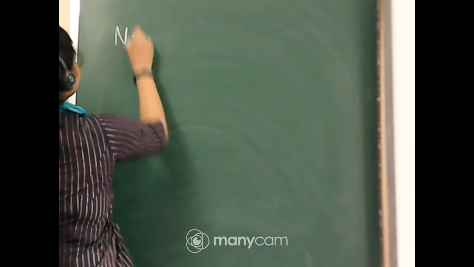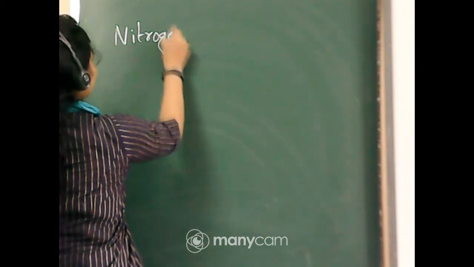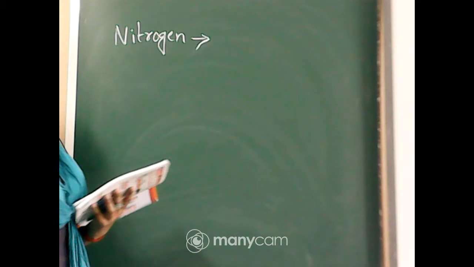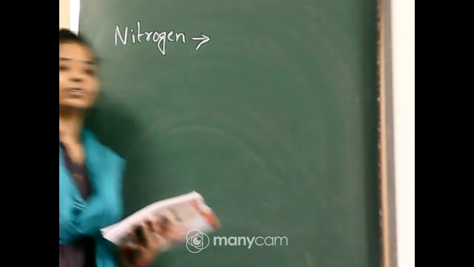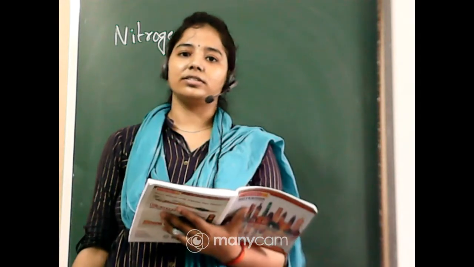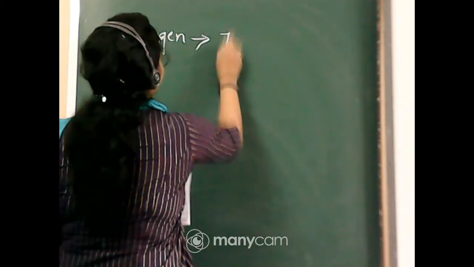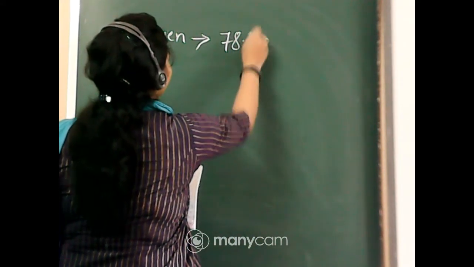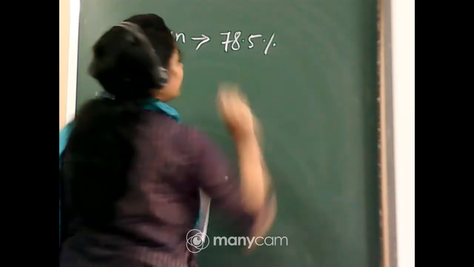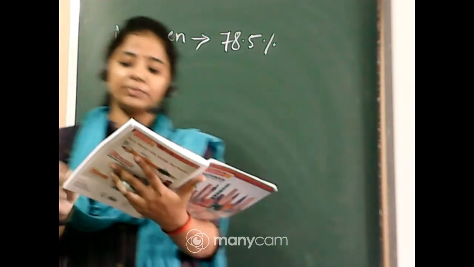Next, you must say what is the percentage of nitrogen in the air. Please write in your chat box what is the percentage of nitrogen in air. That is 78%. 78% nitrogen. Okay, students? Approximately 78.5%, approximately, not exact. Okay, approximately.